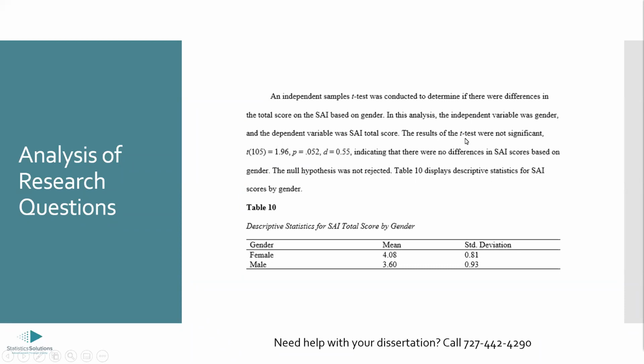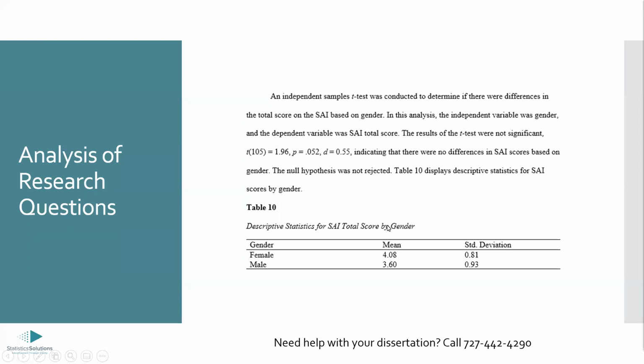And then we state that the result of the t-test is not significant. We do this based on our p-value. Our p-value is greater than 0.05, which is the most common cutoff that we use for determining statistical significance. So we say that the result is not significant. There are no differences in the scores based on our independent variable gender. And importantly, we state our answer to our hypothesis. The null hypothesis was not rejected because we did not find a difference.